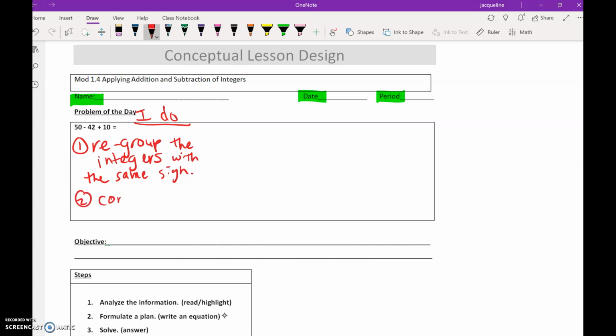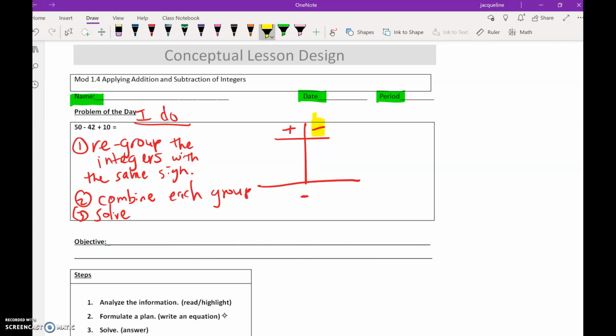Second step is we're going to combine each group. And third step is we are going to solve. Today I'm going to teach you a strategy that is going to help you organize the mathematical concept. I'm going to do a positive and negative T-chart. At the bottom, I'm going to put my subtraction sign here because I carry that subtraction sign with this top one.